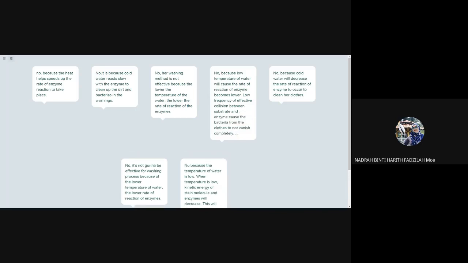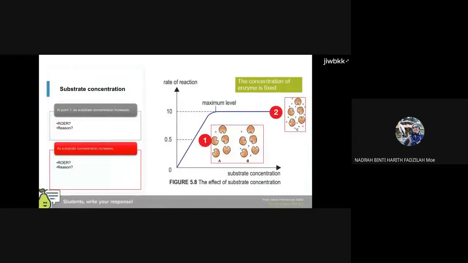Okay, now let's take a look at another one, with another factor, which is substrate dengan enzyme concentration. Kejap ya, kita tengok substrate concentration first. So can you explain this one? Explain pada 2 point, point 1 dengan point 2.